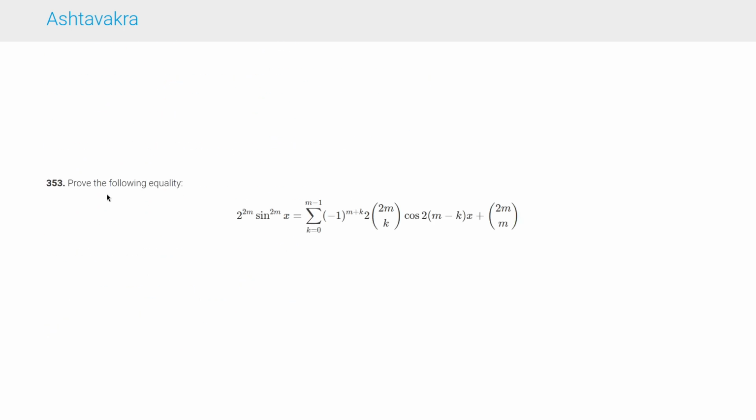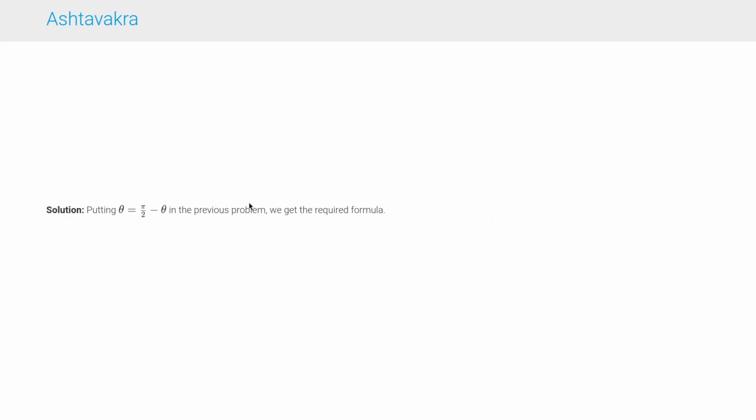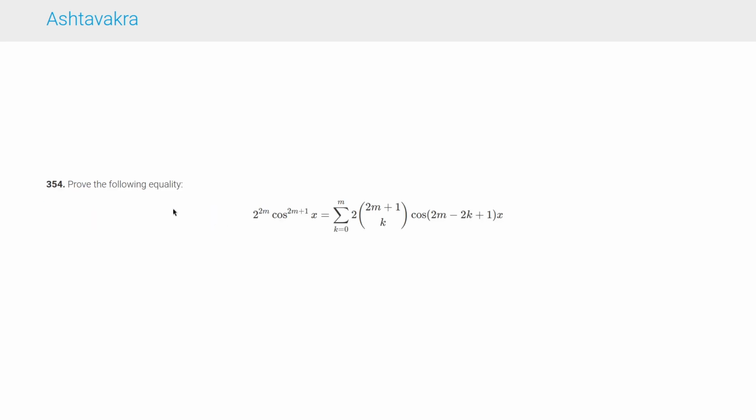So now question 353 says: prove the following equality, 2 to the power 2m sin to the power 2m x is equal to sigma k equals 0 to m minus 1 of (minus 1) to the power m plus k, 2m choose k, cos (2m minus 2k) x, plus 2m choose m. Now we put theta equal to pi by 2 minus theta in the previous problem and we will have the required formula.